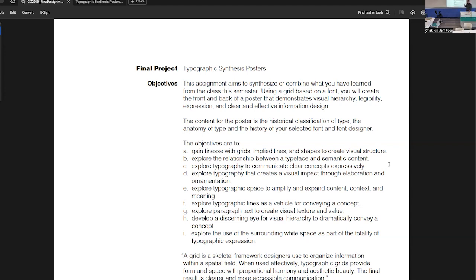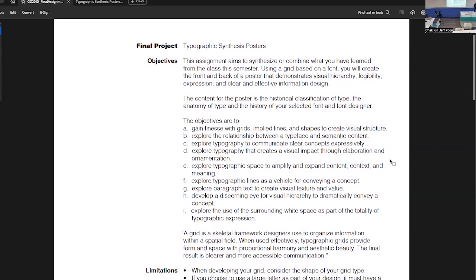But the major function with this grid is what? For alignment. Things line up, alignment. Okay. So using a grid based on a font, you will create the front and back of a poster that demonstrates visual hierarchy, legibility, expression, and clear and effective information design.